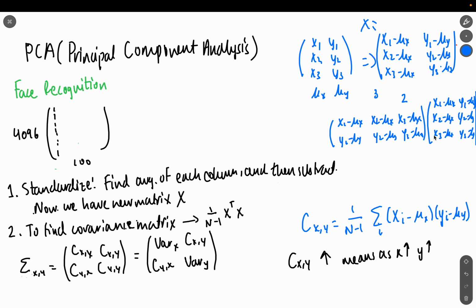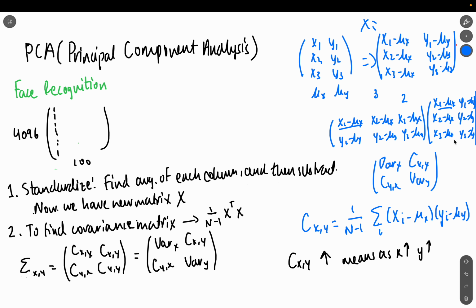So this row times this row, right? In this entry, I'm going to get x1 minus mu x times x1 minus mu x. So that's x1 minus mu x squared, plus that squared, plus that squared, right? So I'm going to pretty much get the variance of x. For this one, I'm going to do x1 minus mu x times y1 minus mu y. That's the first term, plus x2 minus mu x, and so on. You see how this is genuinely just going to give me the covariance of x and y? Here I'm going to get the covariance of y and x, and here I'm going to get the variance of just y. So that's why this gives us the covariance matrix.